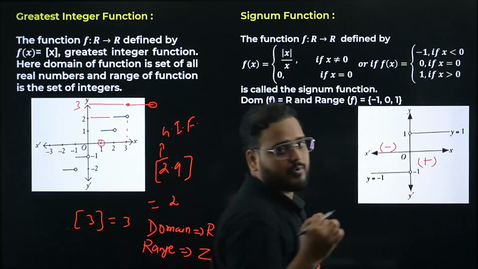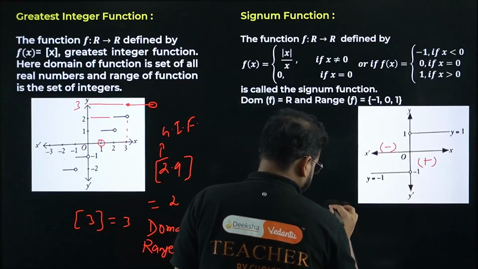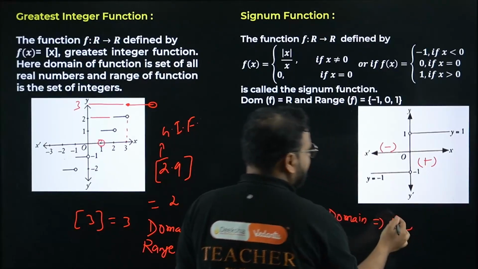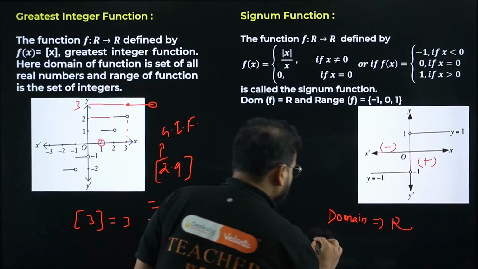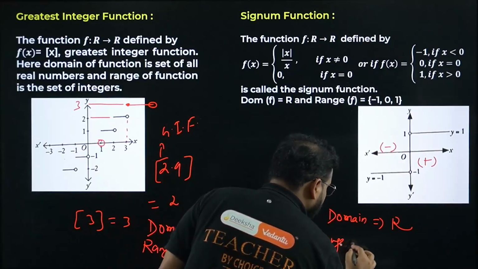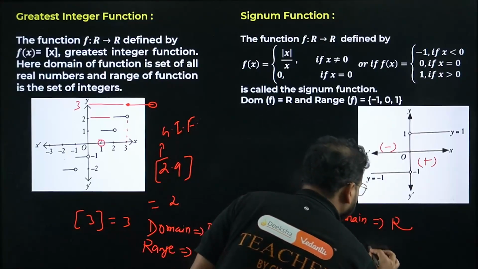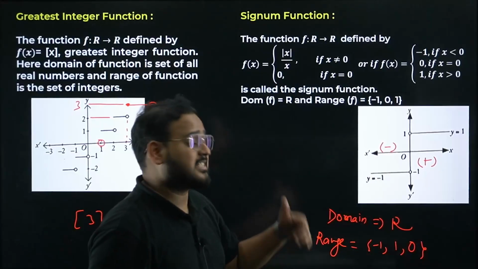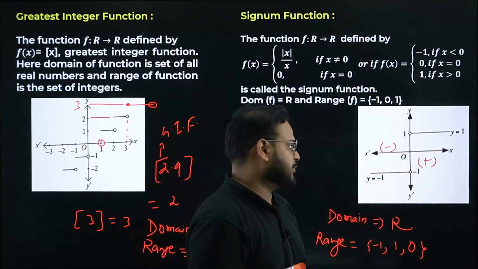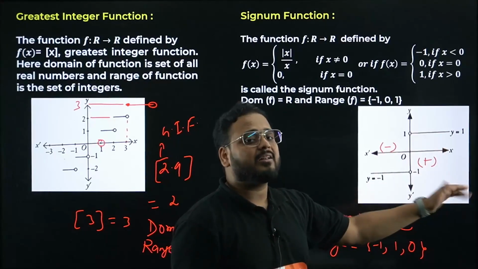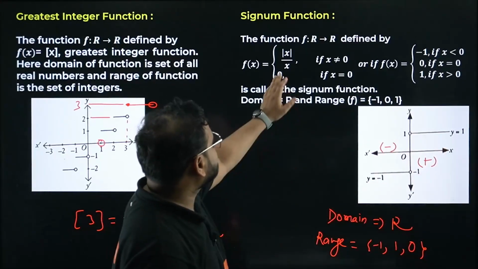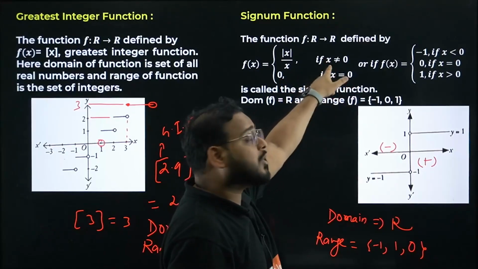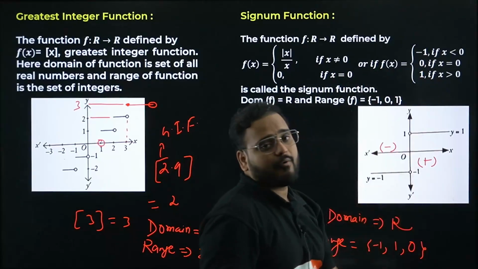If you check the domain, it will of course be all real. I can take any value inside this. And the range is very unique actually. The range is only 3 numbers: minus 1, 1, and one more, 0. When you take the function value at 0, it will become simply 0. So at 0 it is 0, after 0 it is 1, before 0 it is minus 1. That's how we define the function mod x by x. When x is 0, it is 0. When x is non-zero, we have 2 definitions, minus 1 and 1. I hope this is clear.